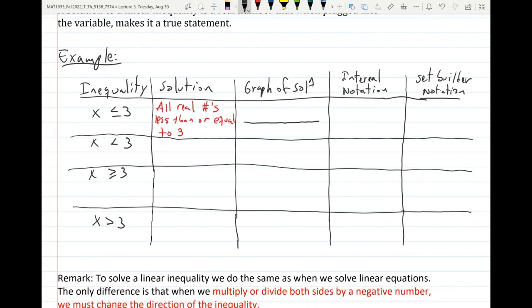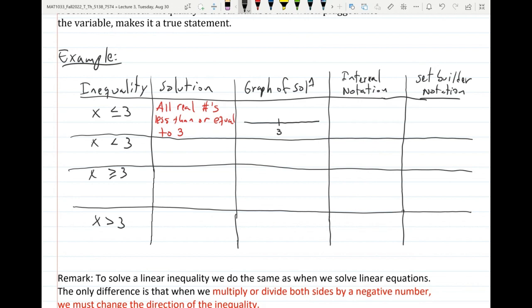We draw the number line, okay? Then 3 is a point in question, right? Here's a 3. So here is a 3. So now the first thing that we need to decide is whether 3 itself is a solution or not. So in this case, is 3 a solution?